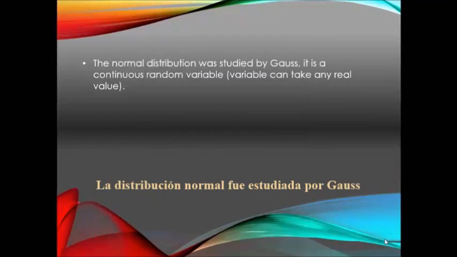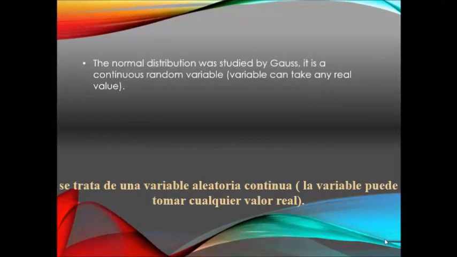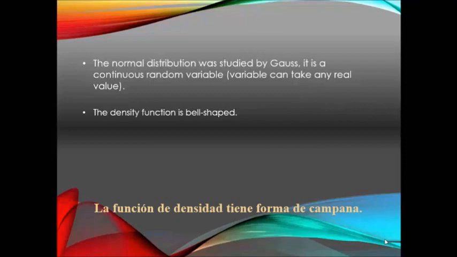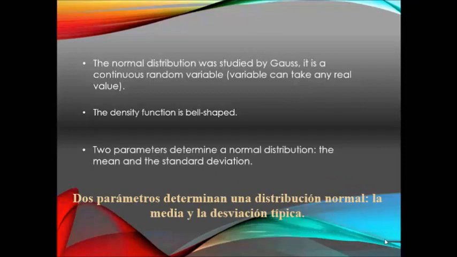The normal distribution was studied by Gauss. It is a continuous random variable. The variable can take any real value. The density function is bell-shaped. Two parameters determine a normal distribution, the mean and the standard deviation.